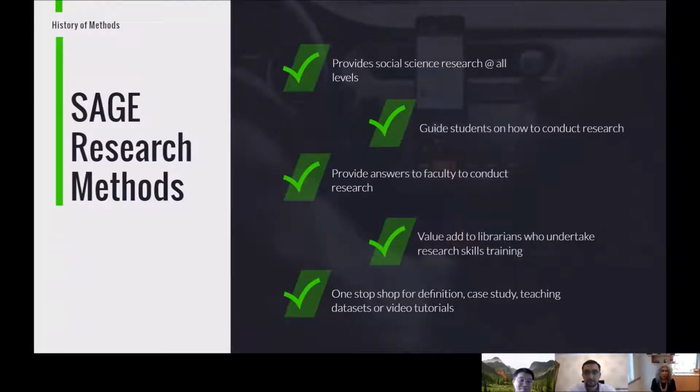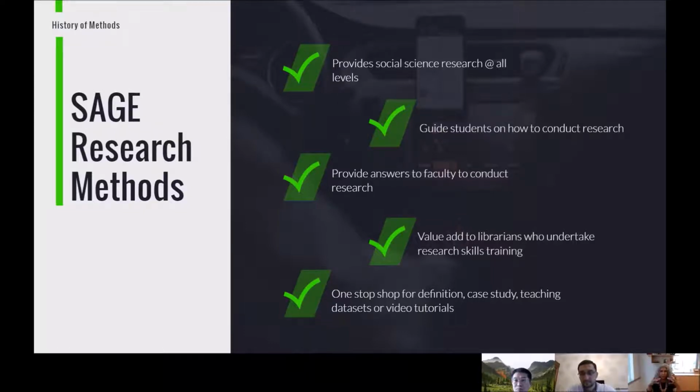So what does SAGE Research Methods answer when it comes to the users? It provides social science research at every level. That's what they want. They didn't want it at a certain level, but at every level. They want the ability for students to learn how to conduct research. They also want, on the same platform, a place where researchers can go to SAGE Research Methods to find answers to conduct research. And at the same time, when it comes to training, when you have a research librarian who is training people on how to undertake research skills, we want something that the librarians can use.